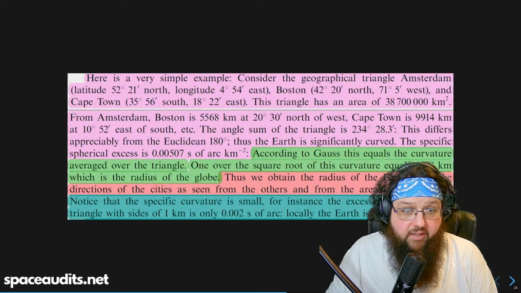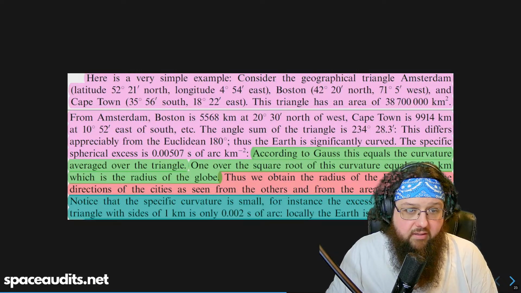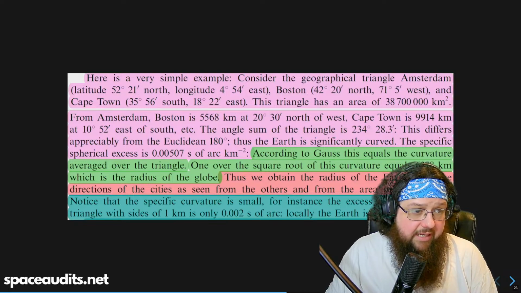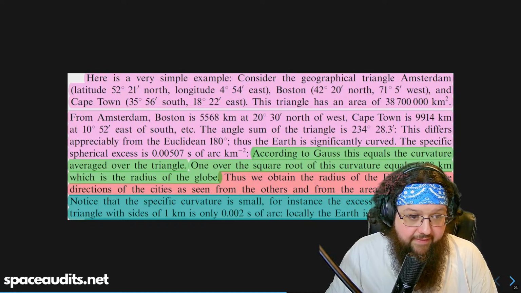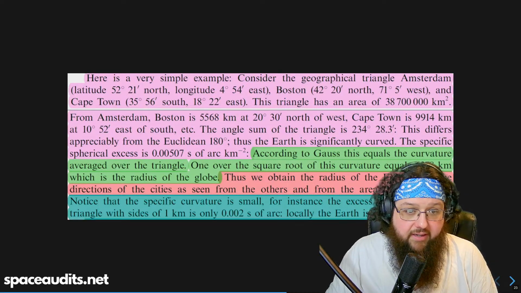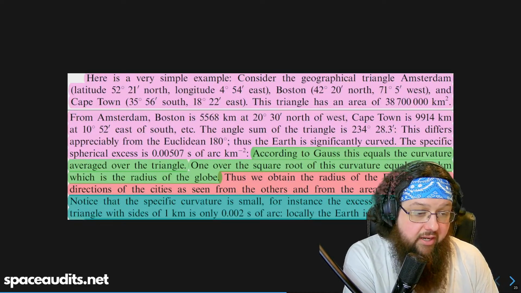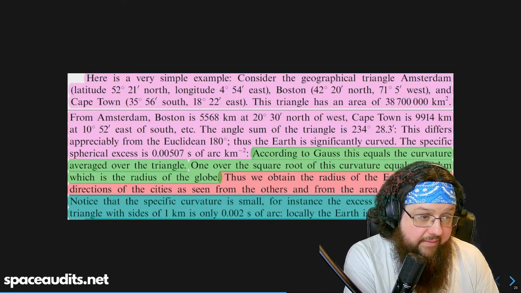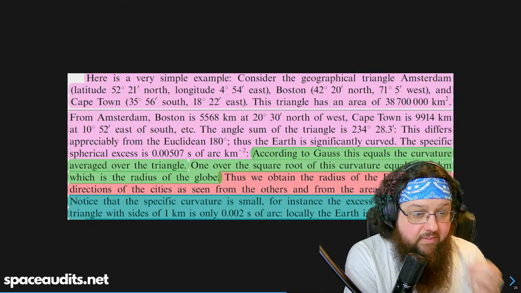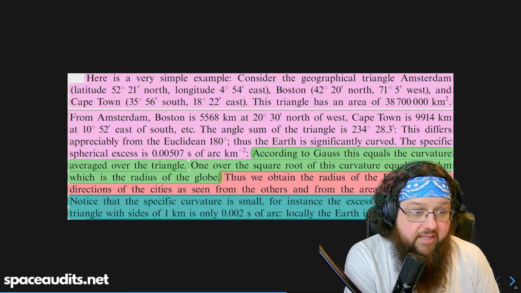The triangle is 38,700,000 kilometers squared. From Boston to Amsterdam, it is 5,568 kilometers, and they give the length of the base of the triangle. According to Gauss, this differs appreciably from the Euclidean. They're saying that the sum of these angles on Earth is appreciably different from 180 degrees, so it goes over 180 degrees.